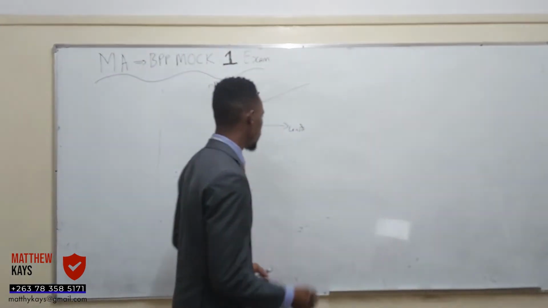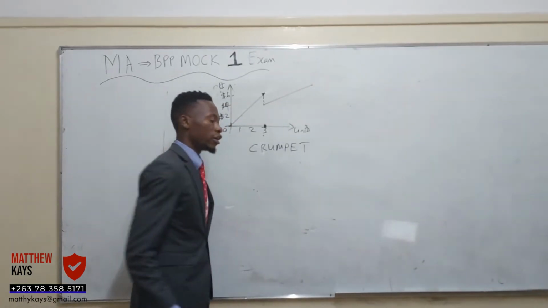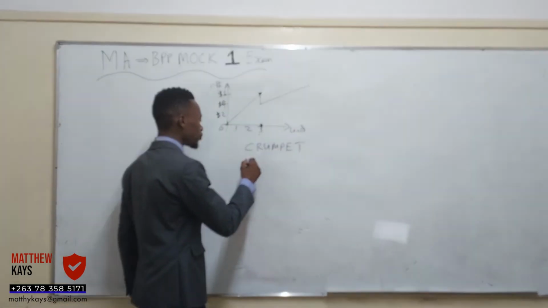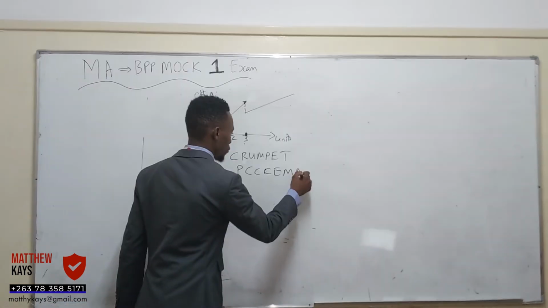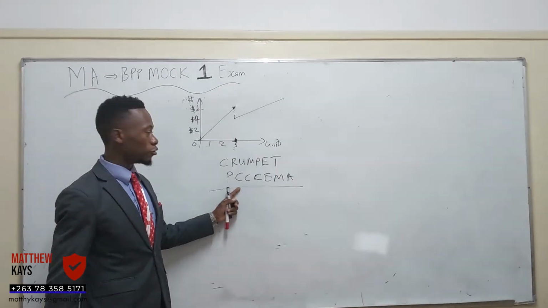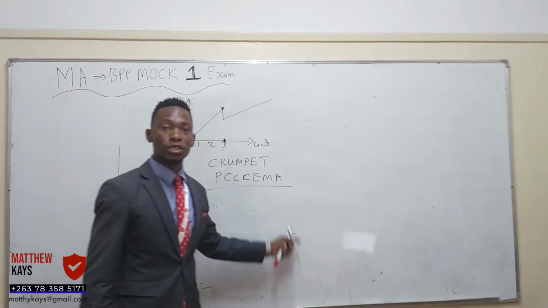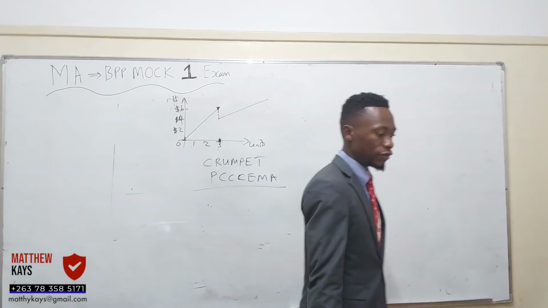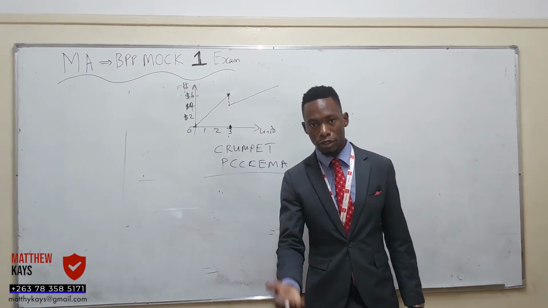Some prefer to use a mnemonic, such as CRUMBET from the Kaplan text. I use this one. I call it PPMR. P for planning, coordinating, controlling, communicating, evaluating, motivation, and authorizing, right? Those are the benefits, or the purpose, of budgeting.